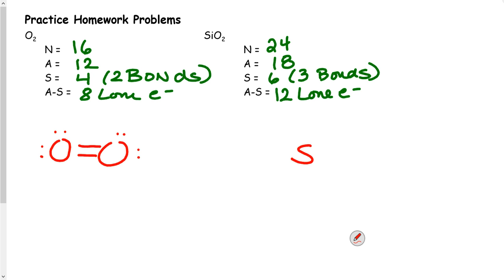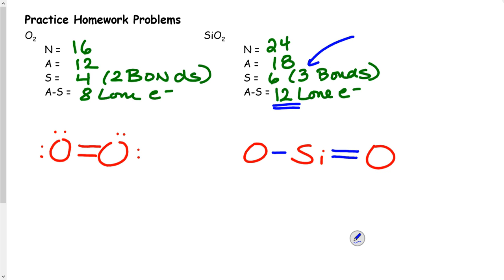Silicon dioxide, Si in the middle, oxygens on either side of it, so look for symmetry. And let's see, silicon dioxide. You're going to notice that there's something strange with this one. We have in fact calculated 3 bonds. That means that one of your oxygens is going to have a single bond. The other oxygen will have a double bond, and that can happen. Okay, so don't let that surprise you.